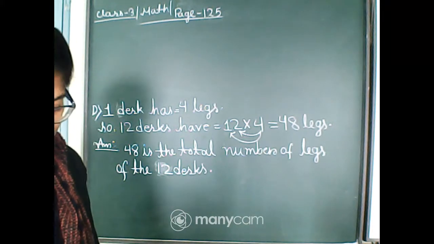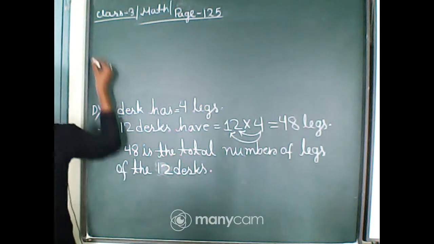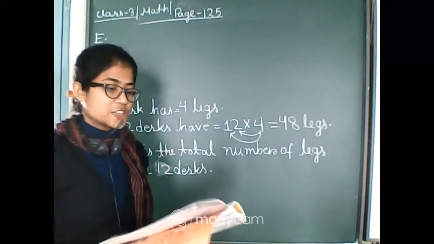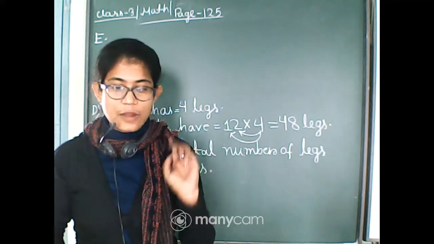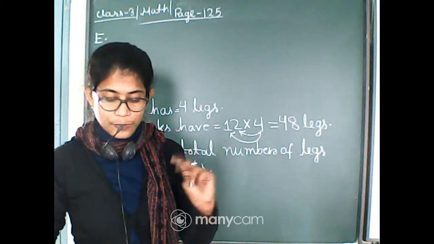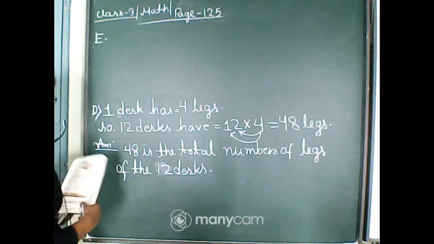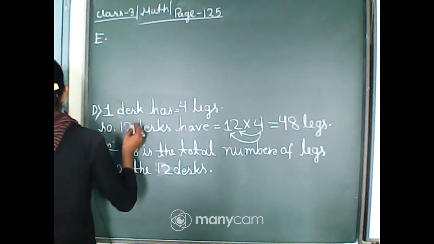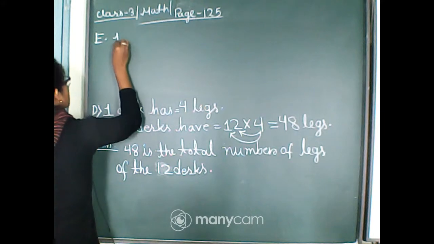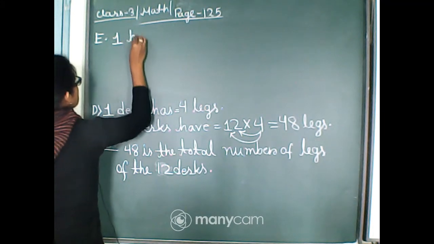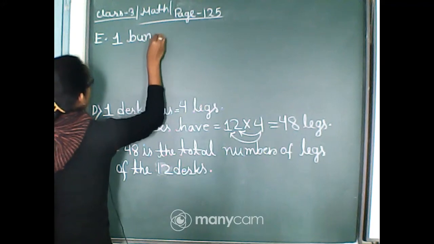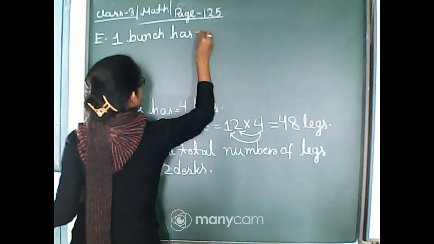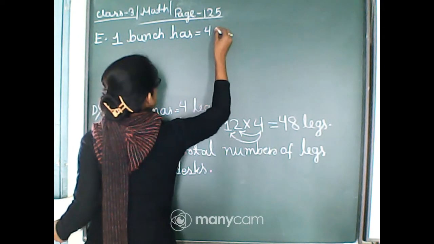Listen, number D is a little bit easy. E number. So, how many bunches of flowers did she buy? She bought 3. And each flower bunch has 4 flowers. So, you can write like that: one bunch has equal to 4 flowers.